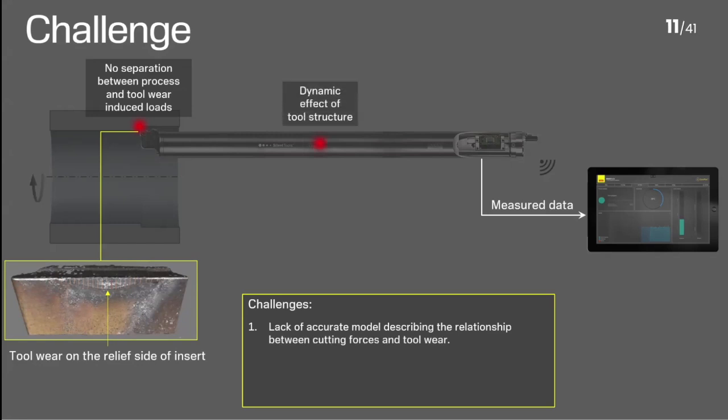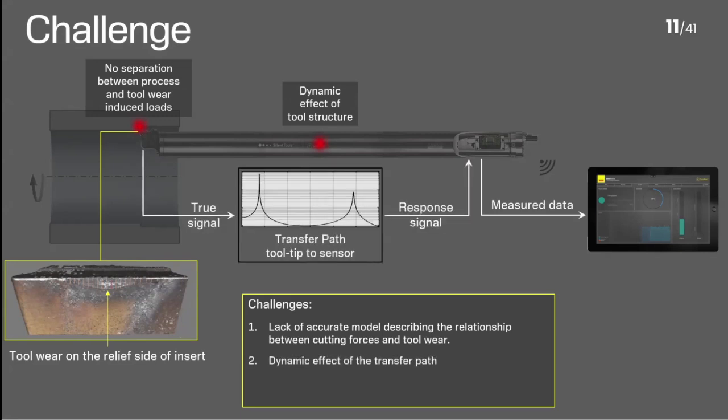And another challenge is that the measured data is colored by the dynamic effect of the tool structure. By that, we mean the true signal transmitted from the tool tip to the sensor will be influenced by the dynamic properties of the transfer path, leading to a distortion and a reduced accuracy in the measurement data. Additionally, the strain sensor used is statically calibrated, meaning it provides accurate results only under steady state loading conditions. And this is insufficient to predict the dynamic loads during the machining.